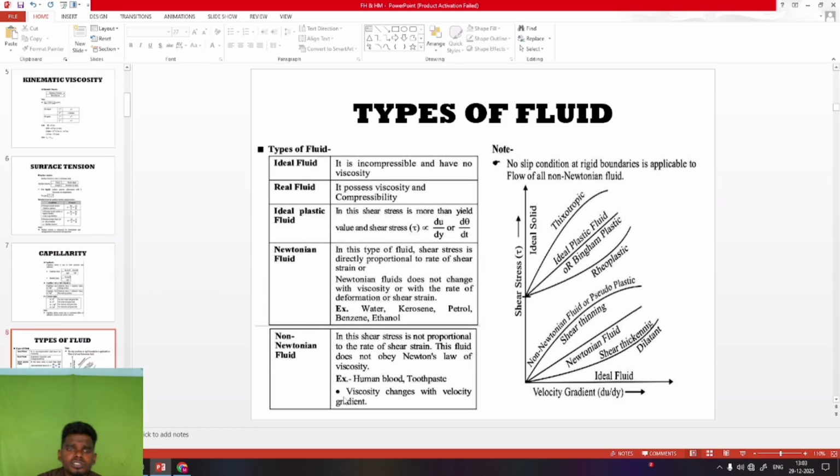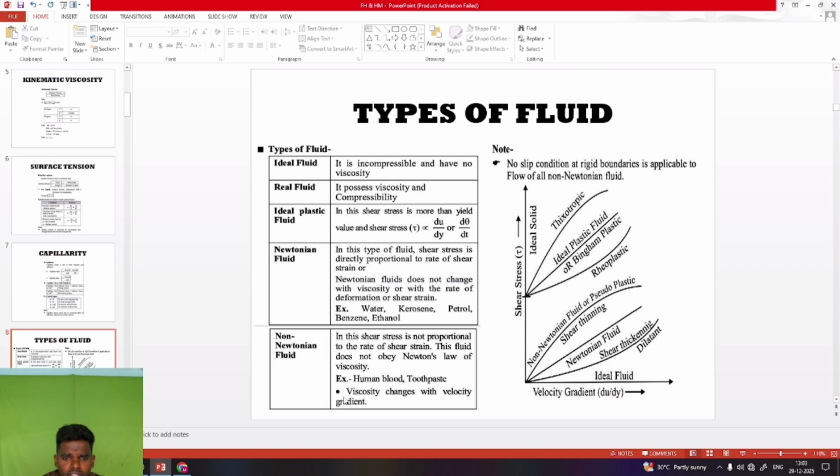And the types of fluids are: ideal fluid, which is incompressible and has no viscosity, and real fluid, which possesses viscosity and compressibility. Ideal plastic fluid: here the shear stress is more than the yield value, and the shear stress tau is proportional to du by dy or d theta by dt.